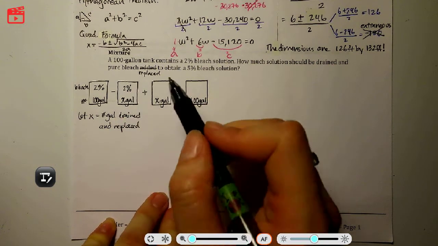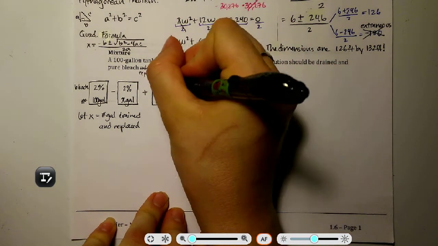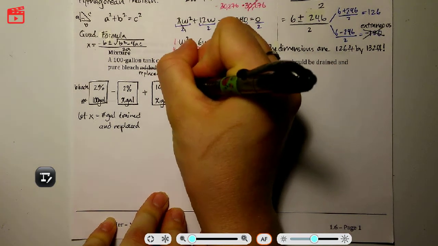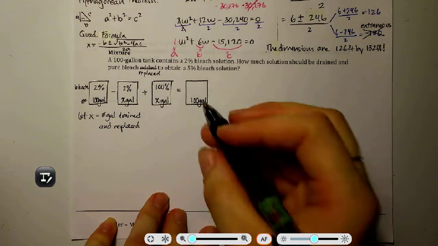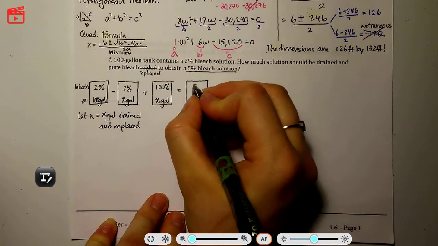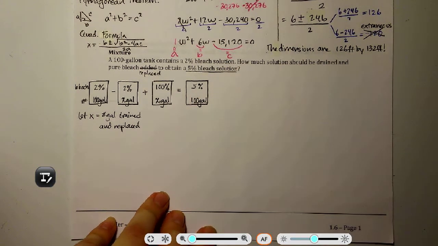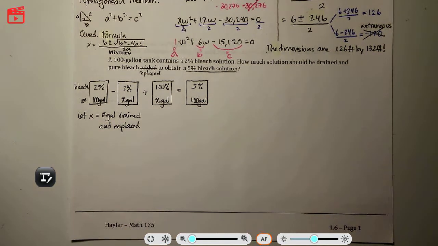Okay, so I'm replacing this with pure bleach. So if it's pure, if you're like a pure blood, right? It'd be 100% of something. If it's pure chocolate, it's 100% chocolate. So this is 100%. It is pure. We're replacing it with 100%. And we want to end up with a 5% bleach solution. So 5%. All right, and there we go. This is our diagram set up.